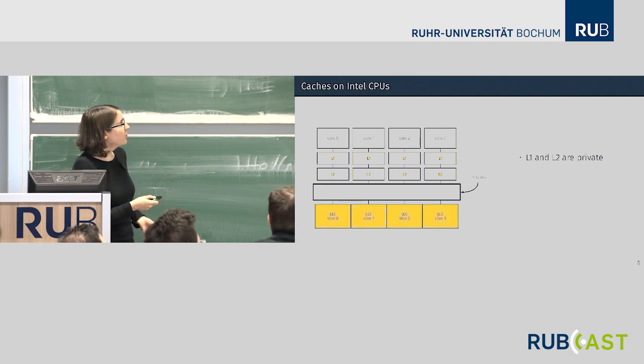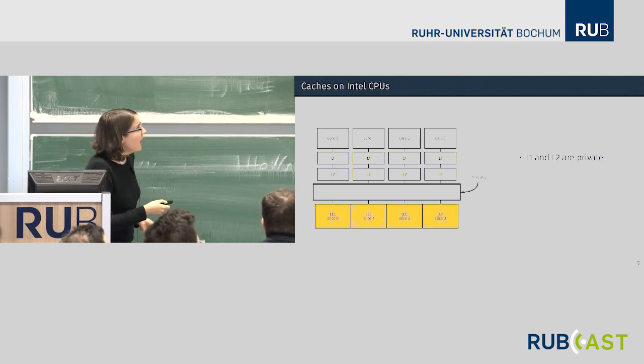On Intel CPUs, we usually have several cores, and we have a hierarchy of different levels of caches. Typically we have 3 levels of caches.